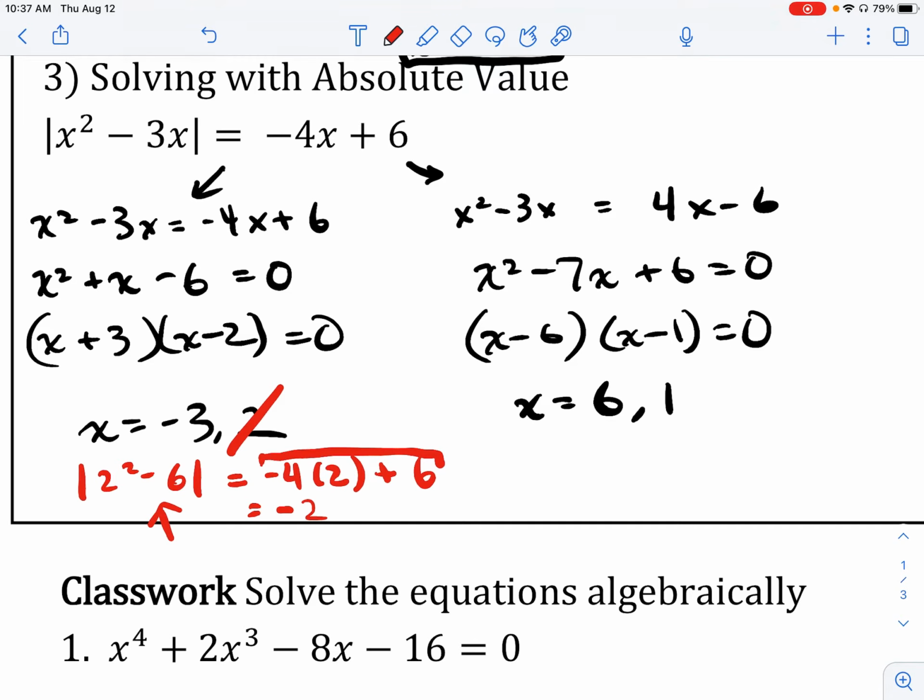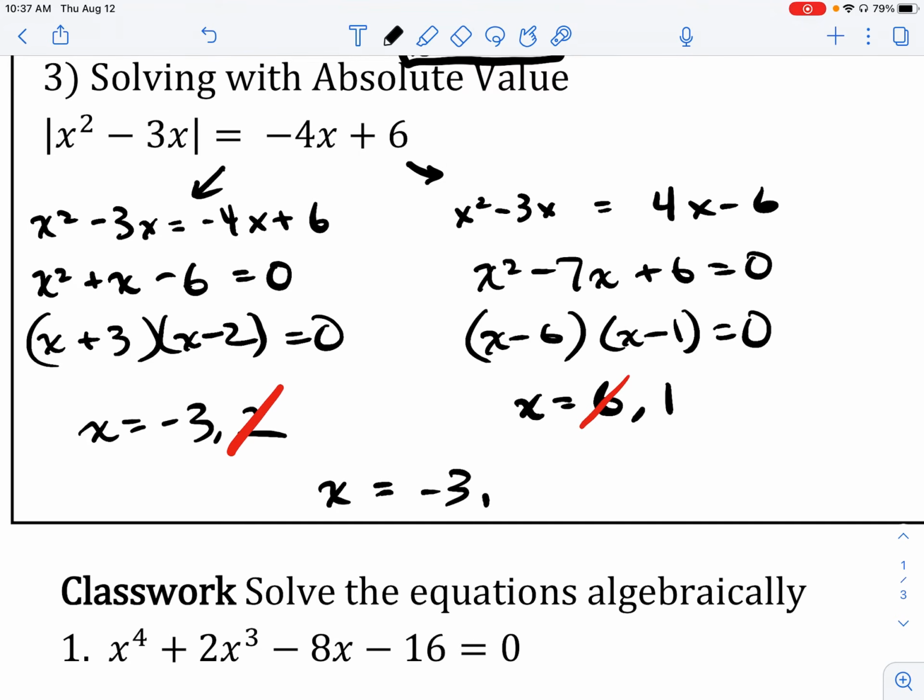I would encourage you now to pause the video and see what are the other values, if any, that are extraneous. And now if you've come back, hopefully you found that positive 6 actually was also an extraneous solution. So the only solutions that actually work, x is equal to negative 3 and positive 1, and that's what we're going to box.